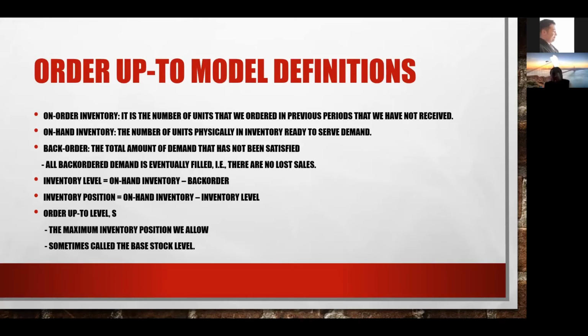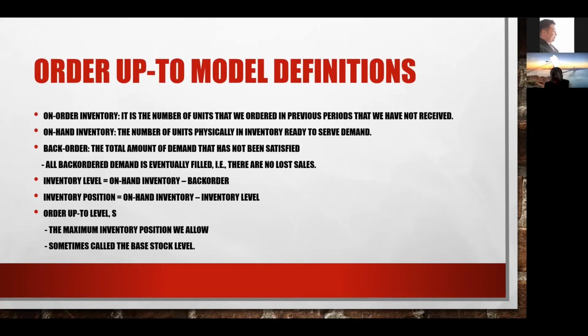We'll get into some definitions of the order up to model. We have the on-order inventory. It is the number of units that we order in previous periods that we have not received. We have the on-hand inventory, which is the number of units physically in inventory ready to serve demand. That is obvious. We have the back order, which is the total amount of demand that has not been satisfied.